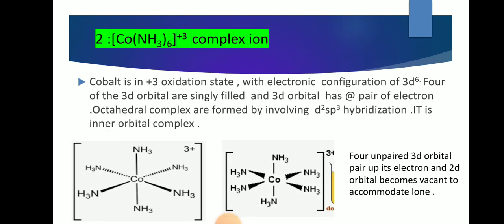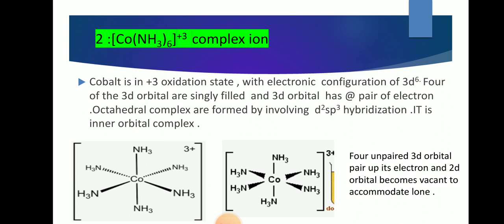Next is hexaamminecobalt. In this complex, cobalt is in +3 oxidation state with electronic configuration of 3d6. 4 of the 3d orbitals are singly filled and one 3d orbital has a pair of electrons. Octahedral complexes are formed by involving d2sp3 hybridization. It is an inner orbital complex.